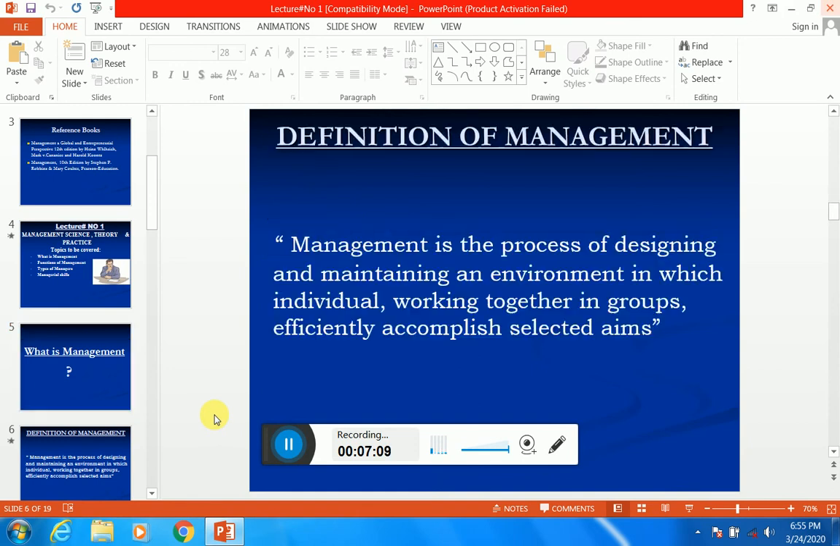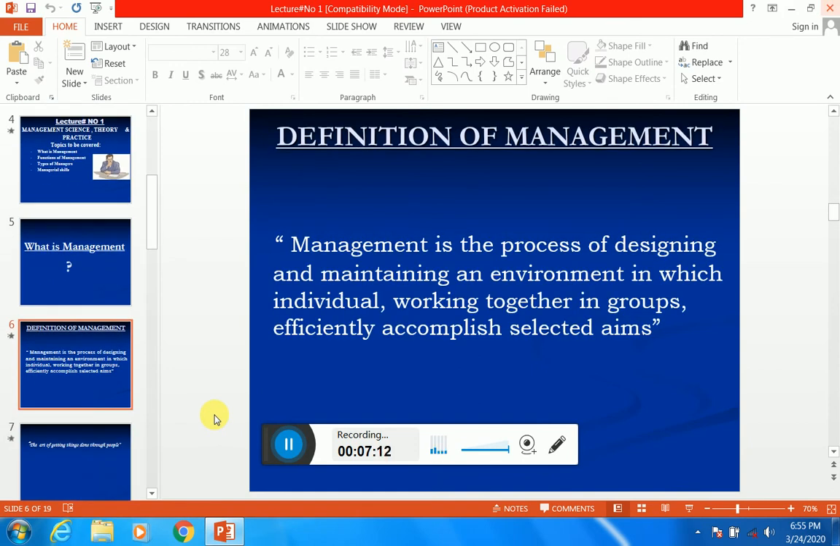So, simply stated, that is what management is. There are so many definitions of management. Among all the definitions, I have jotted down a single definition just to make your idea clear. According to this definition, management is simply the process. A process means an ongoing thing, a chronological aspect of designing and maintaining an environment. Environment here means an atmosphere in which individuals working together in groups efficiently accomplish selected aims.